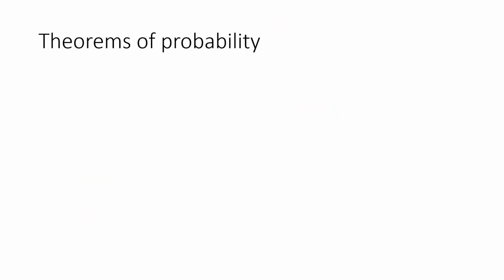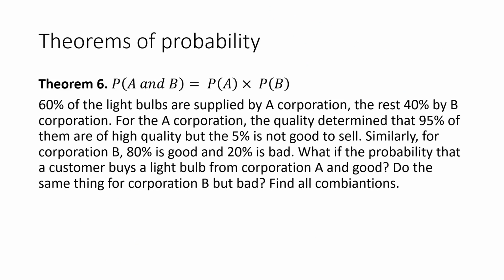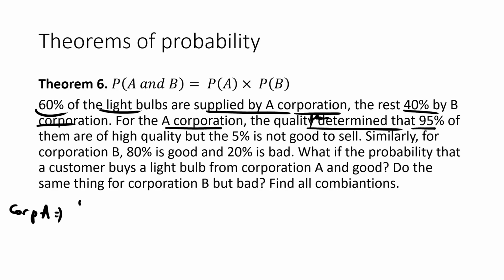Okay. You see, this is the example here. 60% of the light bulbs are supplied by corporation A, 40% by corporation B. For corporation A, the quality team determined that 95% of them are of high quality, but 5% is not good to sell. So let's say that this is corporation A: 0.95 is good, 0.05 is bad.